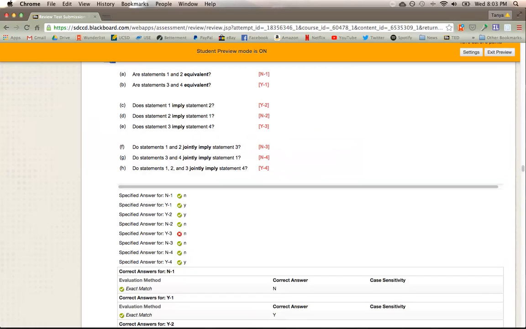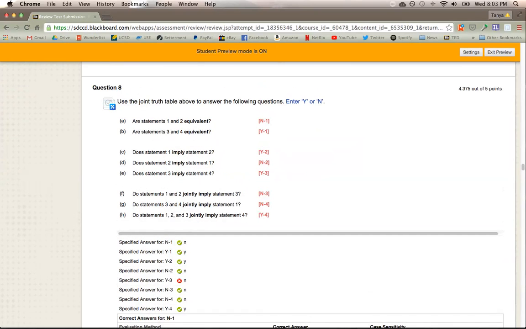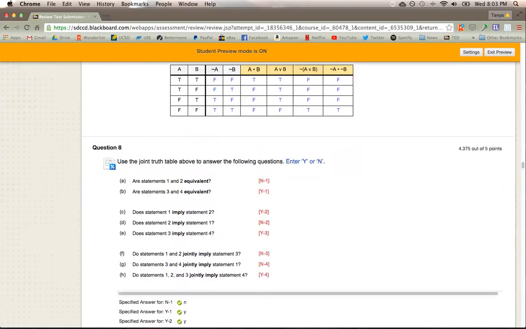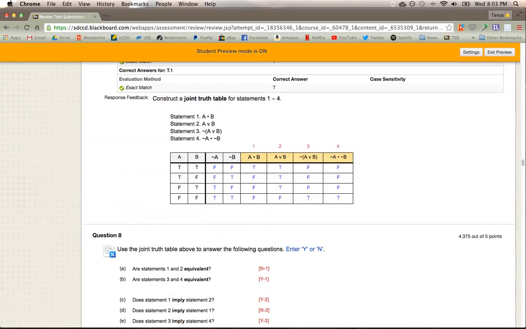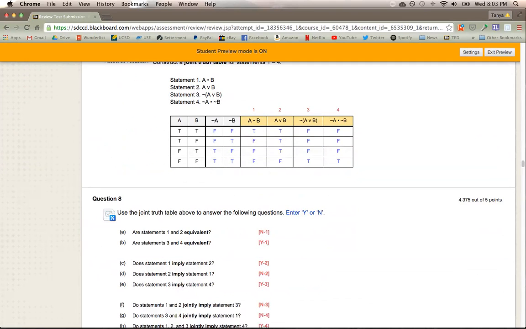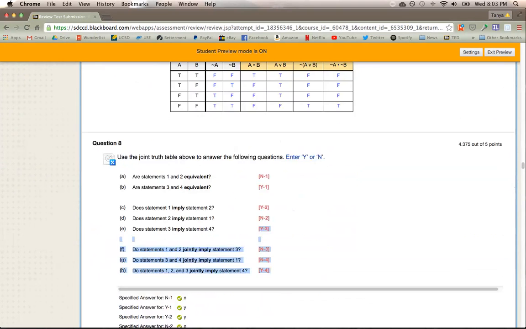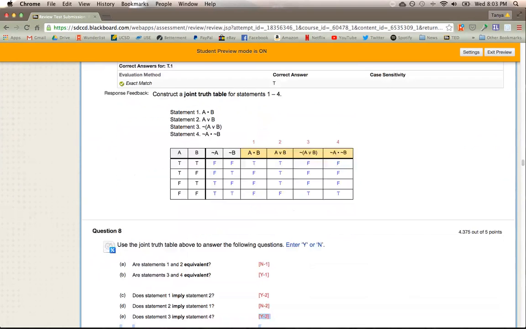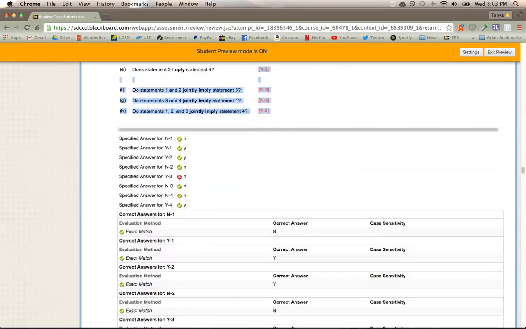Okay, so it looks like it was 1, 2, 3, 4, the fifth one. Now, does 3 imply 4? That should be yes. And I remember saying it was yes. And I remember explaining that you couldn't possibly have the two different truth values. I must have just typed the wrong letter as I was saying yes. So this is definitely a yes. 3 implies 4. There's no row where 3 is T and 4 is F. And there couldn't possibly be because they're equivalent. So of course one implies the other. So it looks like I typed no, but I meant to type yes. That's why we double check our work.